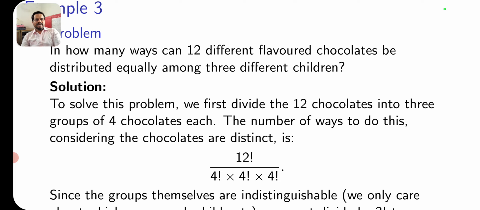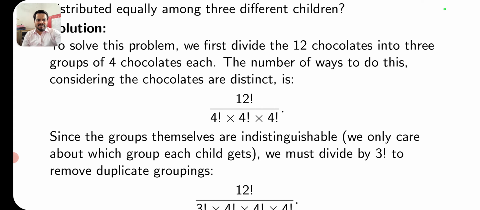The number of ways to do this, considering the chocolates are distinct, is given by 12 factorial divided by 4 factorial times 4 factorial times 4 factorial. You can compute the factorials of 12 and 4 and put them here, and we get the required answer. Yes. Now let us see one result.